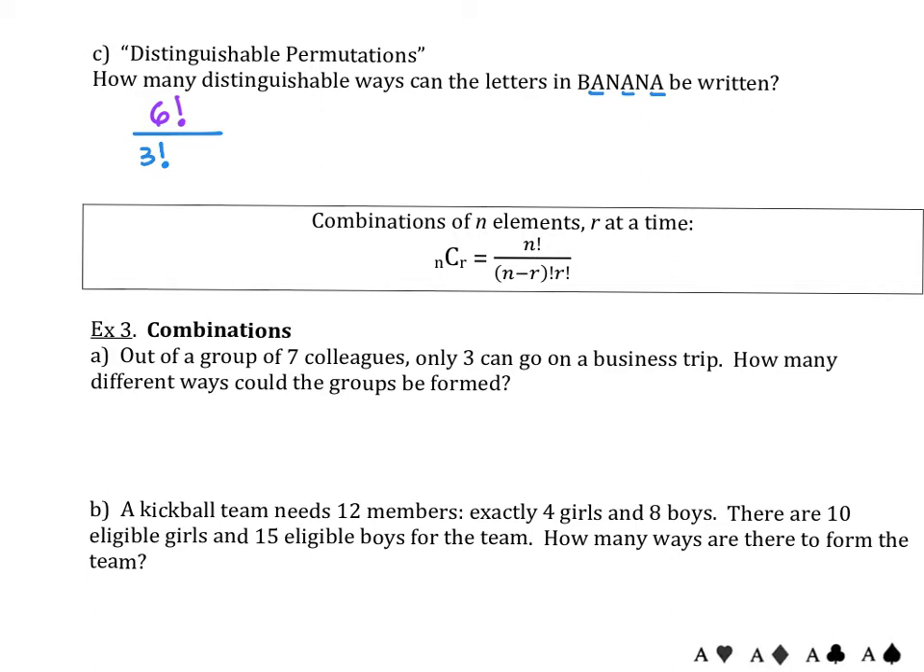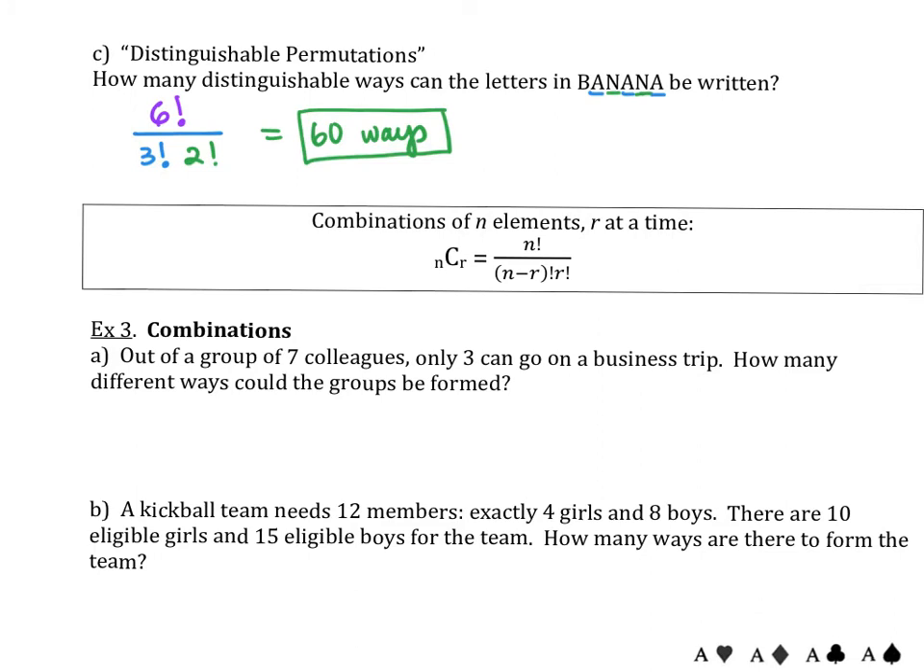Now is there anything else? Yes. I also have 2 n's, so every time I switch the 2 n's, my permutation says that those are different permutations, but they're actually not. Since there are two n's, I'm going to divide by 2 factorial to get rid of those rearranged permutations. I'm going to put this in my calculator, and I get that there are actually only 60 ways to rearrange those letters, because some of the letters repeat.